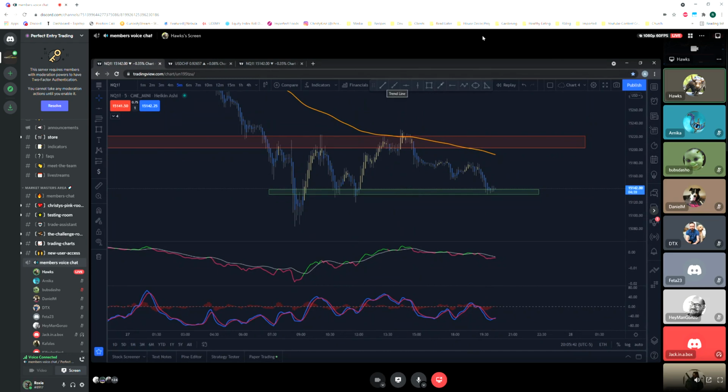But it's really important, correct me if I'm wrong, one of the ones you took today was from that green support zone with the divergence, correct? I did take one from there.